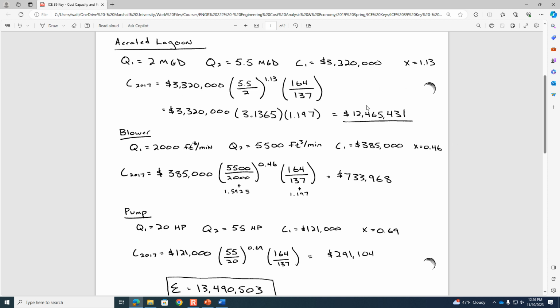The new one will be $12.4 million. The pump, the old one was $121,000. The new larger one that will be built, $291,000. So the cumulative cost estimate for those 3 things added together is approximately $13.5 million.